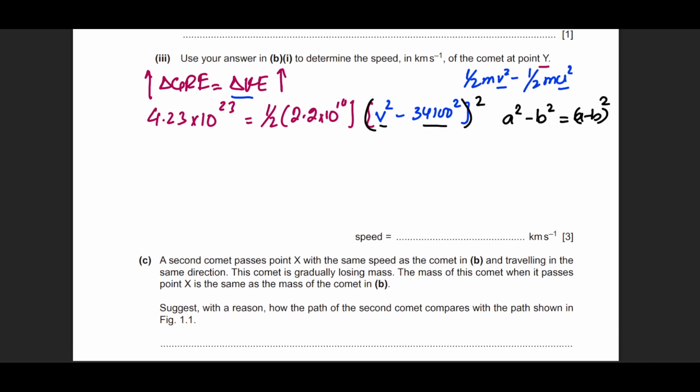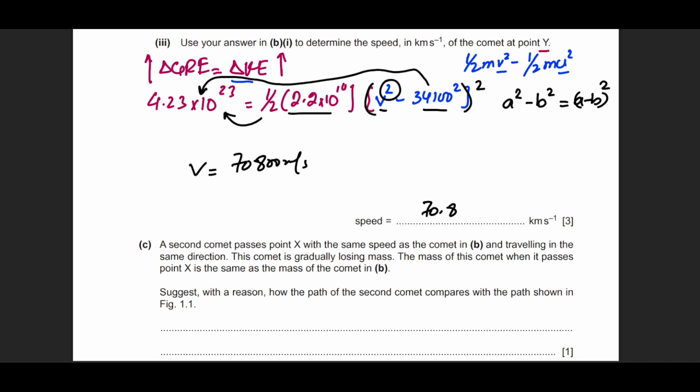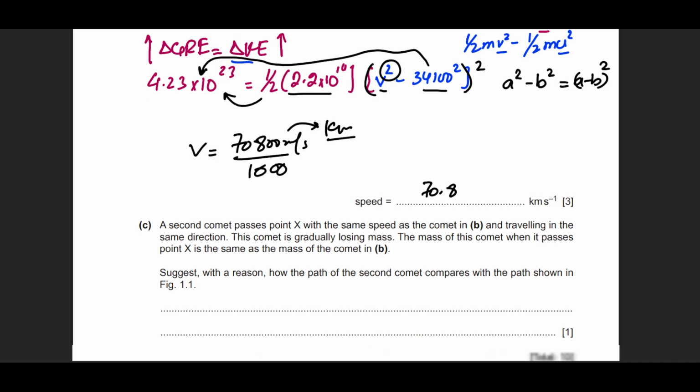When you're done with this algebra, for example, take this 2 over there, divide it with this number, and then take this over to the other side and add it into this equation, and then take the square root because v is squared. So v comes out to be equal to 70,800 meters per second, which is going to become 70.8 kilometers per second. By dividing it with 1000, we convert meters into kilometers.